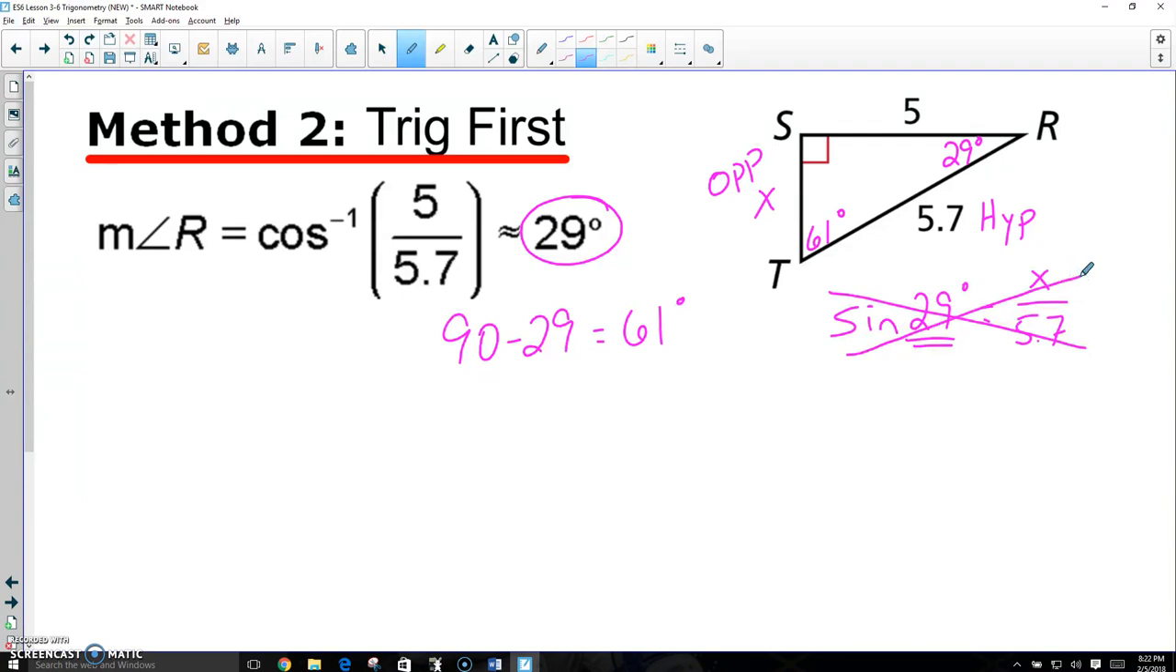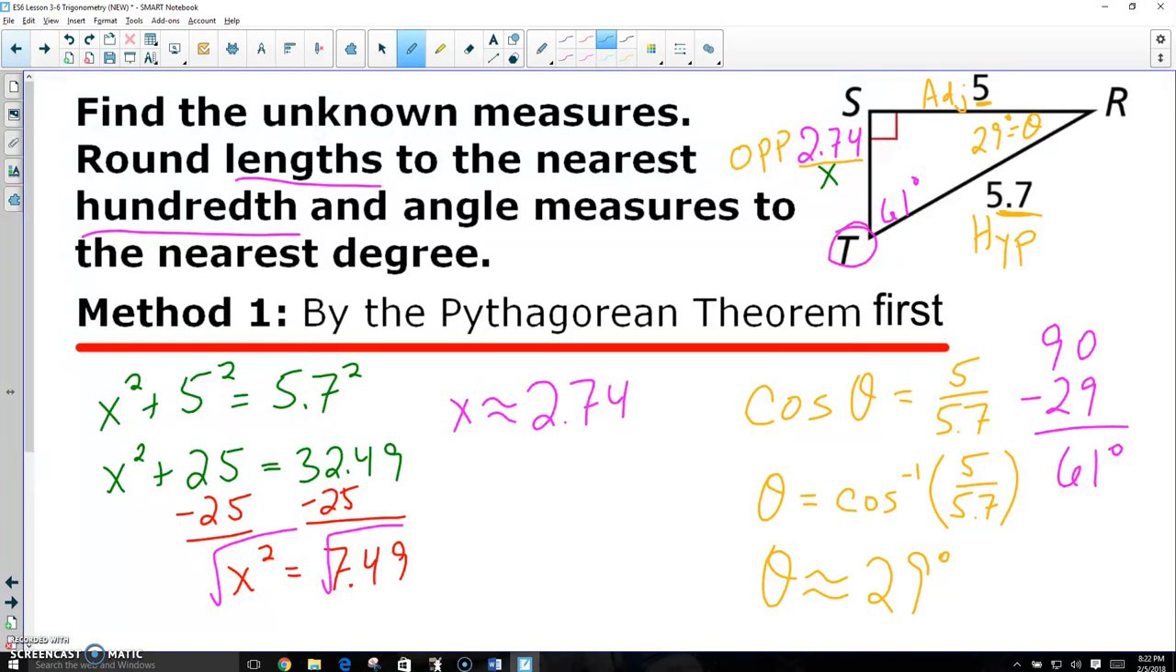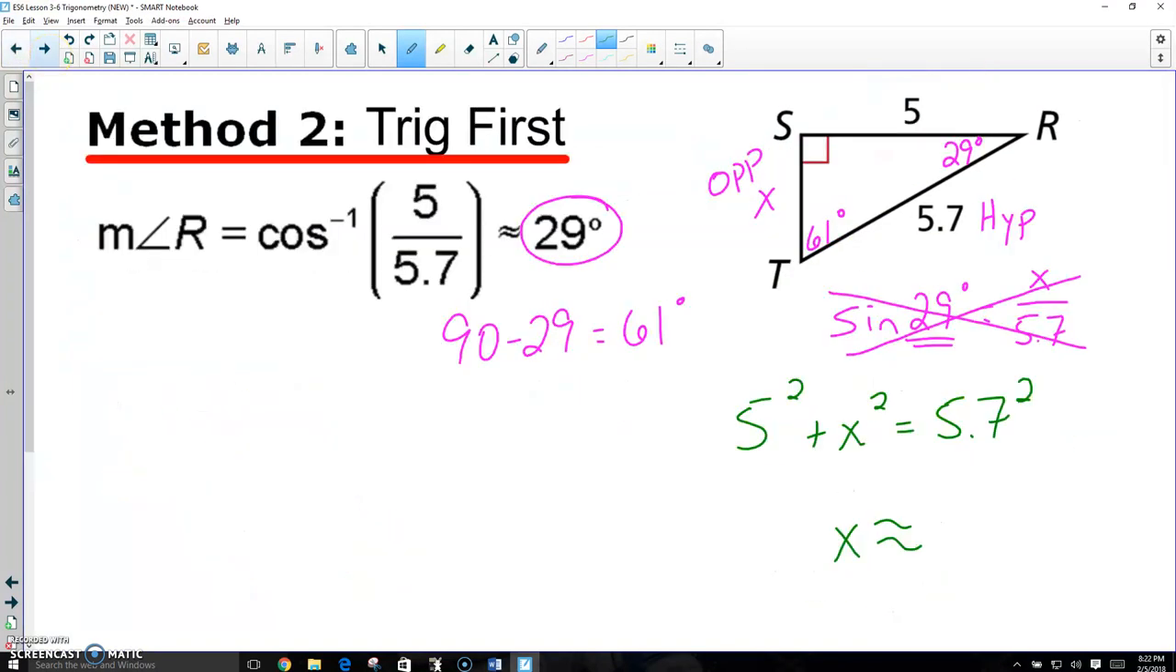The best way is to then go back and do Pythagorean theorem like we did before. 5 squared plus x squared equals 5.7 squared. And now we work the same way, and I end up with the same answer that I had on the last one, which I'm trying to remember was 2.74. So x is about 2.74.